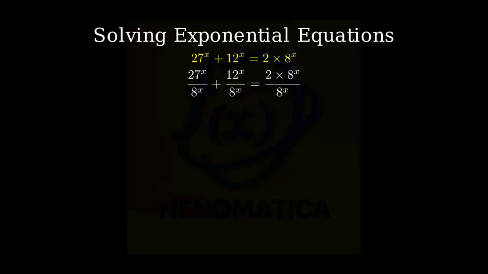So we get 27 to the power of x divided by 8 to the power of x plus 12 to the power of x divided by 8 to the power of x equals 2 times 8 to the power of x divided by 8 to the power of x. Now, on the right side, dividing 2 times 8 to the power of x by 8 to the power of x gives us simply 2.